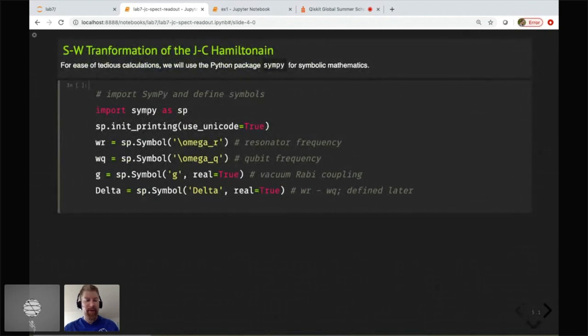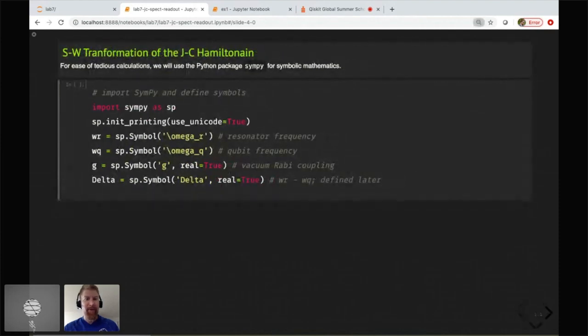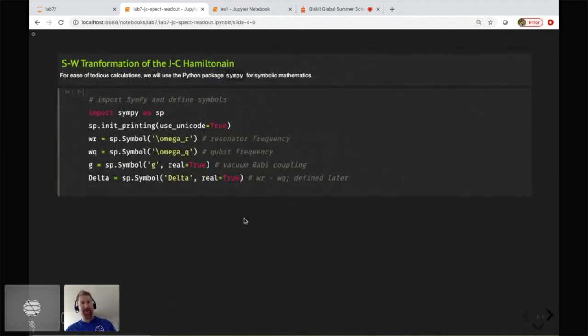And by doing the calculations, I mean we're going to use a Python library called SymPy, for symbolic Python, to do the calculations for us, because I'm an experimentalist and this is how I do theory, I guess. So let me just walk you through this package.